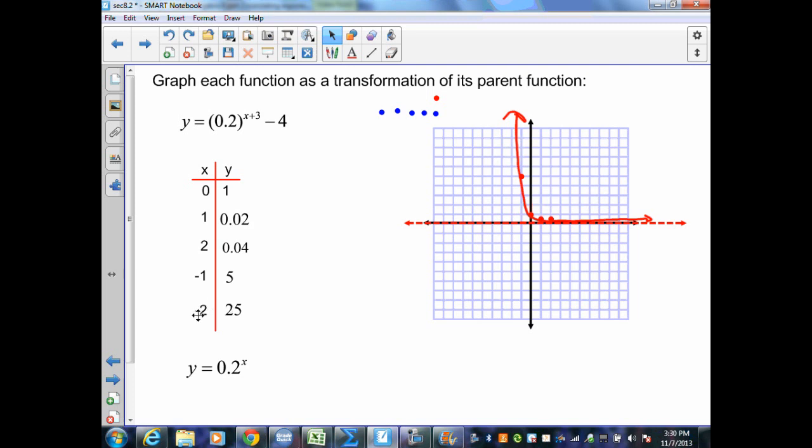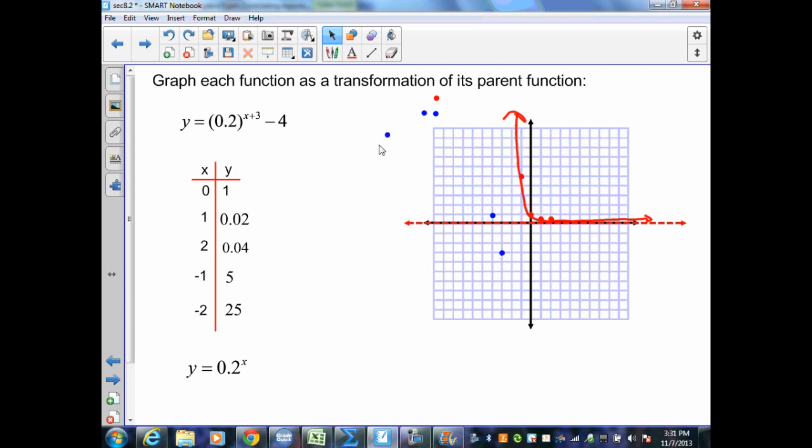So let's begin with my negative 1. I don't want to plot negative 2 because that's at 25. So let's begin at negative 1. At a negative 1, 5, I'm going to move that to the left 3 units, 1, 2, 3, and then I'm going to move it down 4. 1, 2, 3, 4. So it was at a negative 1, 5, and I've translated it 3 units to the left and down 4 units. Next, I have 0, 1. At 0, 1, I'm going to move it 3 units left, 1, 2, 3, and then down 4 units. 1, 2, 3, 4.